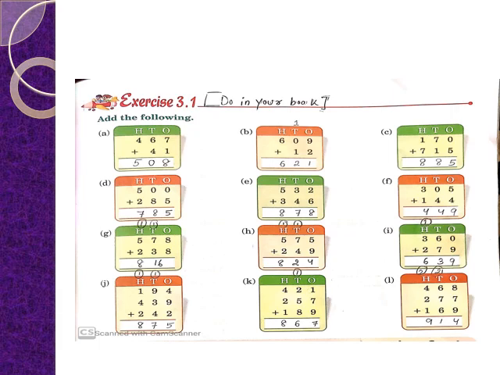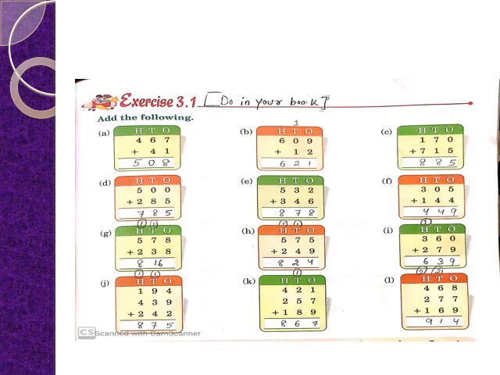Exercise 3.1 is a quick recap of what we have learned in our previous year. This one you have to do in your book with the help of a pencil. This I will not explain to you in detail. 467 plus 41. 7 plus 1, 8. 6 plus 4, 10. 0 carried 1. So 4 plus 1, 5.